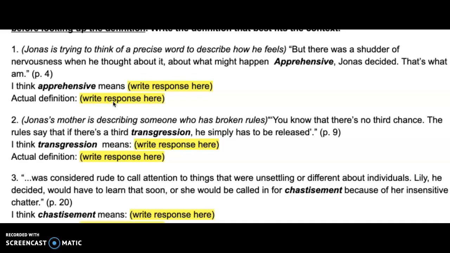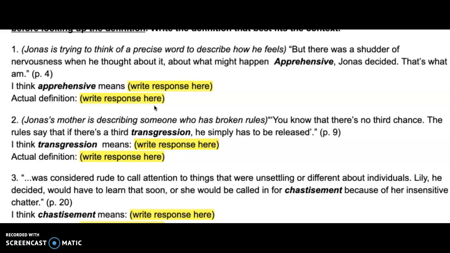Sometimes it might match exactly. Sometimes you might be off, but if you didn't get it even close, I'd like you to go back and see if you can find those context clues. So once again, this line is where you write what you think the word means based on the context clues that are in the sentences. This is where you look up what the actual word means.